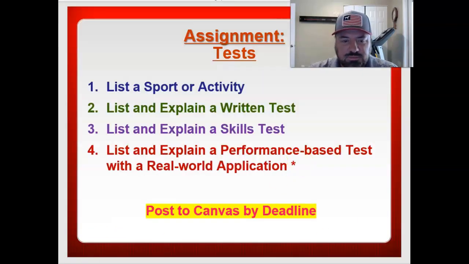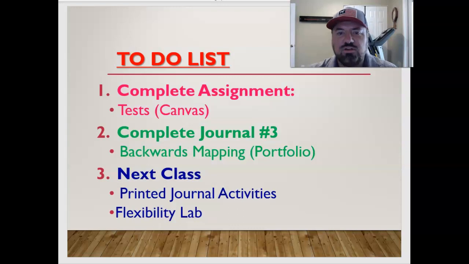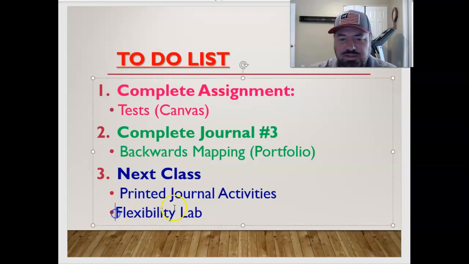Here's our to-do list for this segment of Chapter 1. Complete the assignment test that I just went over. It's due on Canvas. You can see your deadlines listed on Canvas; I put them out as announcements. Complete your journal number 3 that we discussed, backwards mapping. Make sure you have it written out and prepared to discuss, and that should be placed in your portfolio because we will discuss that next time in class.